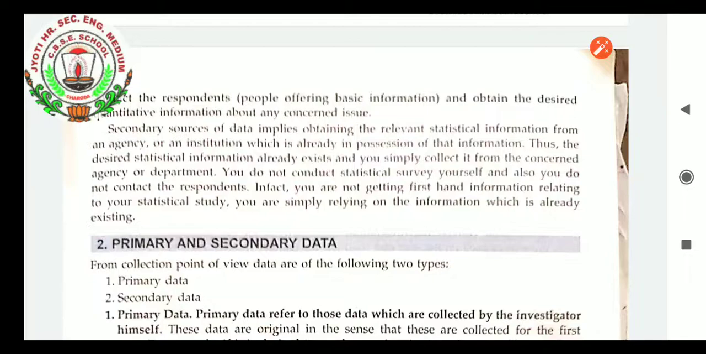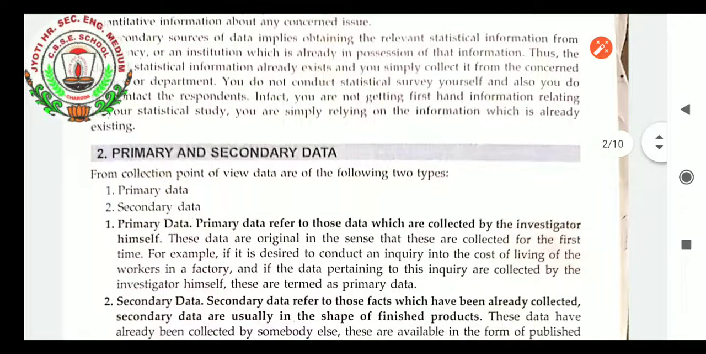It is very easy to distinguish between primary data and secondary data. The real source of data which you have collected by your own self is known as primary data, and the data which you have collected from some agency, department or someone else, who collected it and who has the ownership, is known as secondary data. Now we come to primary and secondary data in a deeper way. From the collection point of view, data are of the following types: one is primary data and the second is secondary data.